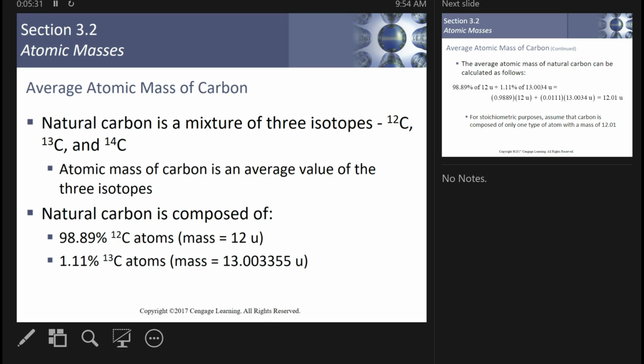Why not? That would assume that each one is 50%. Is that the case? No. So what do you expect the average atomic mass to be? About 12. Do you expect it to be close to 13 at all? No. You're only dealing with 13 about 1.11% of the time.